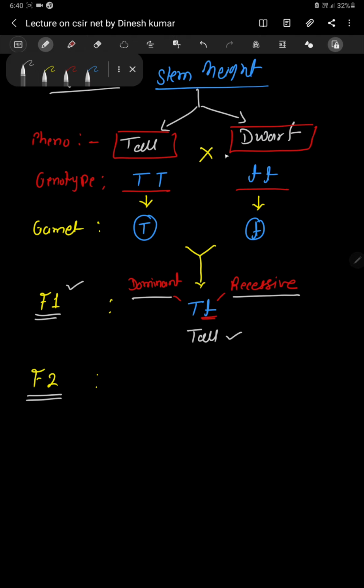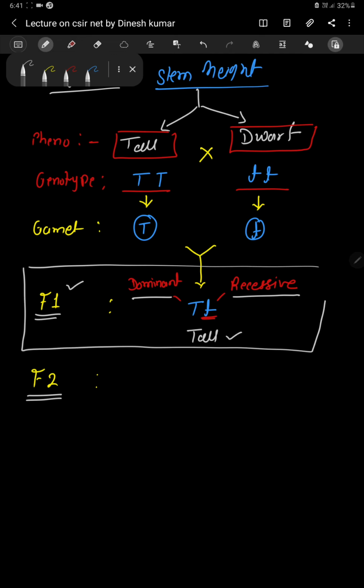Once we make the cross between them and we get tall plants, or we can say we see the tall characteristic in the F1 generation, that means the tall characteristic is dominant over the dwarf characteristic. It means the tall characteristic is dominant and the dwarf characteristic is recessive. So by looking at the F1 generation we determine the dominant and recessive characteristics.